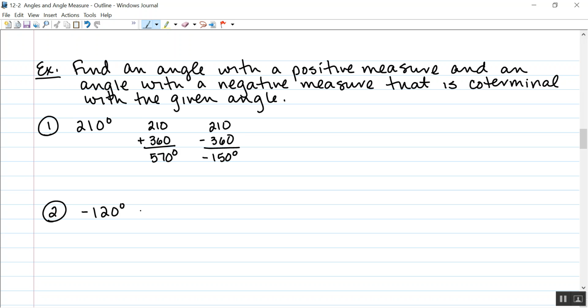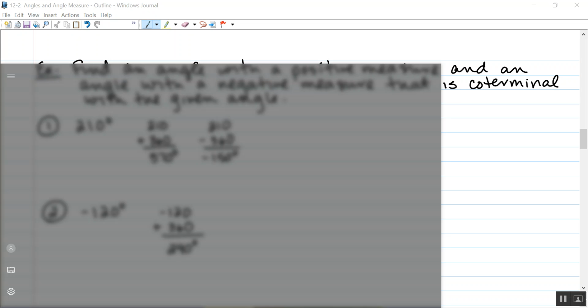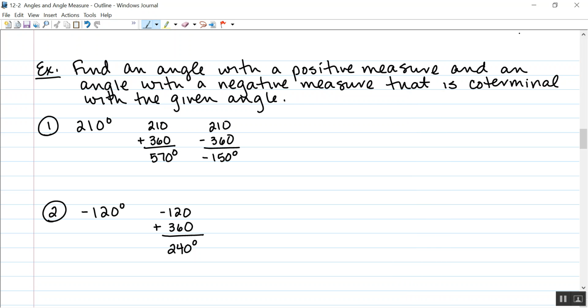So now for negative 120, I'm going to add 360 to that, and that gives me 240. So a 240-degree angle is coterminal with that. And I'm going to subtract 360, and that gives me negative 480. So a negative 480-degree angle is also coterminal with negative 120 degrees.